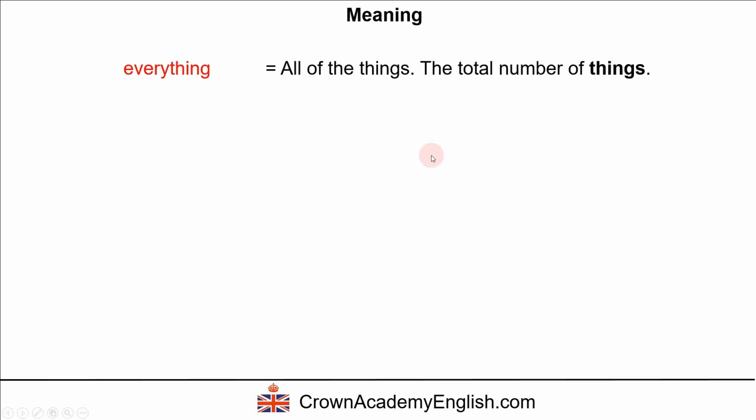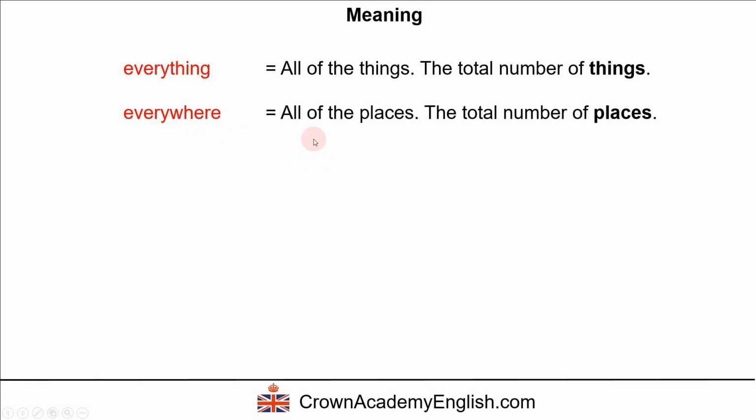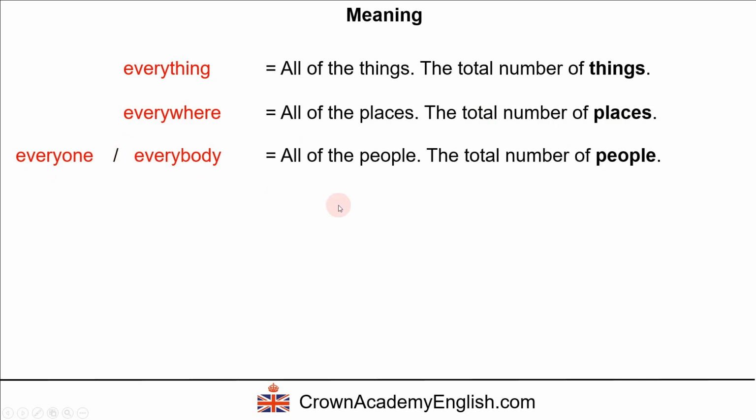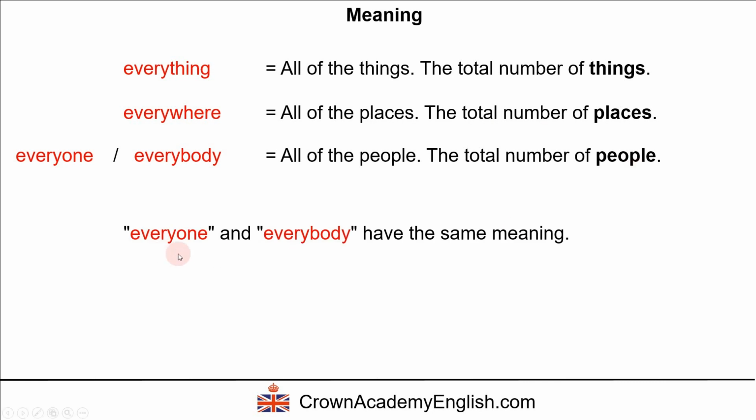Let's look at the meaning of these words. So everything means all of the things, the total number of things. Everywhere, and this part of the word is the clue, means all of the places, or the total number of places. And everyone and everybody, these two, they mean the same. They have the same meaning. And the meaning is all of the people or the total number of people. So yes, everyone and everybody, they have the same meaning.